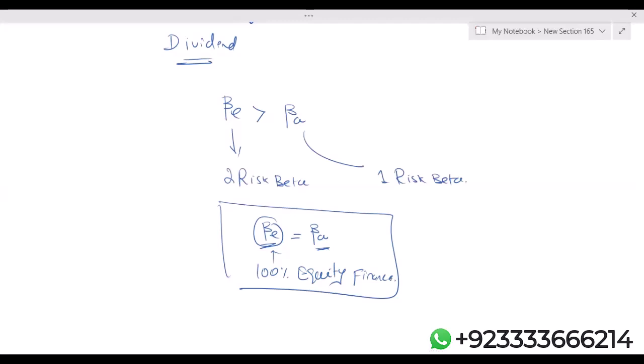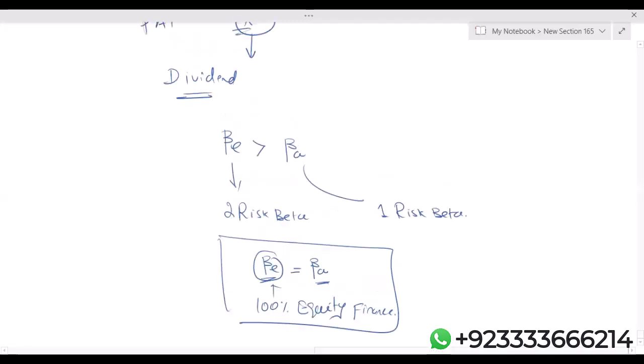So make sure mathematically when you are solving a question, if, for example, you're converting beta asset to beta equity, you should be mentally prepared that whatever the answer comes must be higher than the beta asset. And when you are converting beta equity into beta asset, then you should be mentally ready that whatever the answer comes, it should be lower than equity beta. Now, come here.